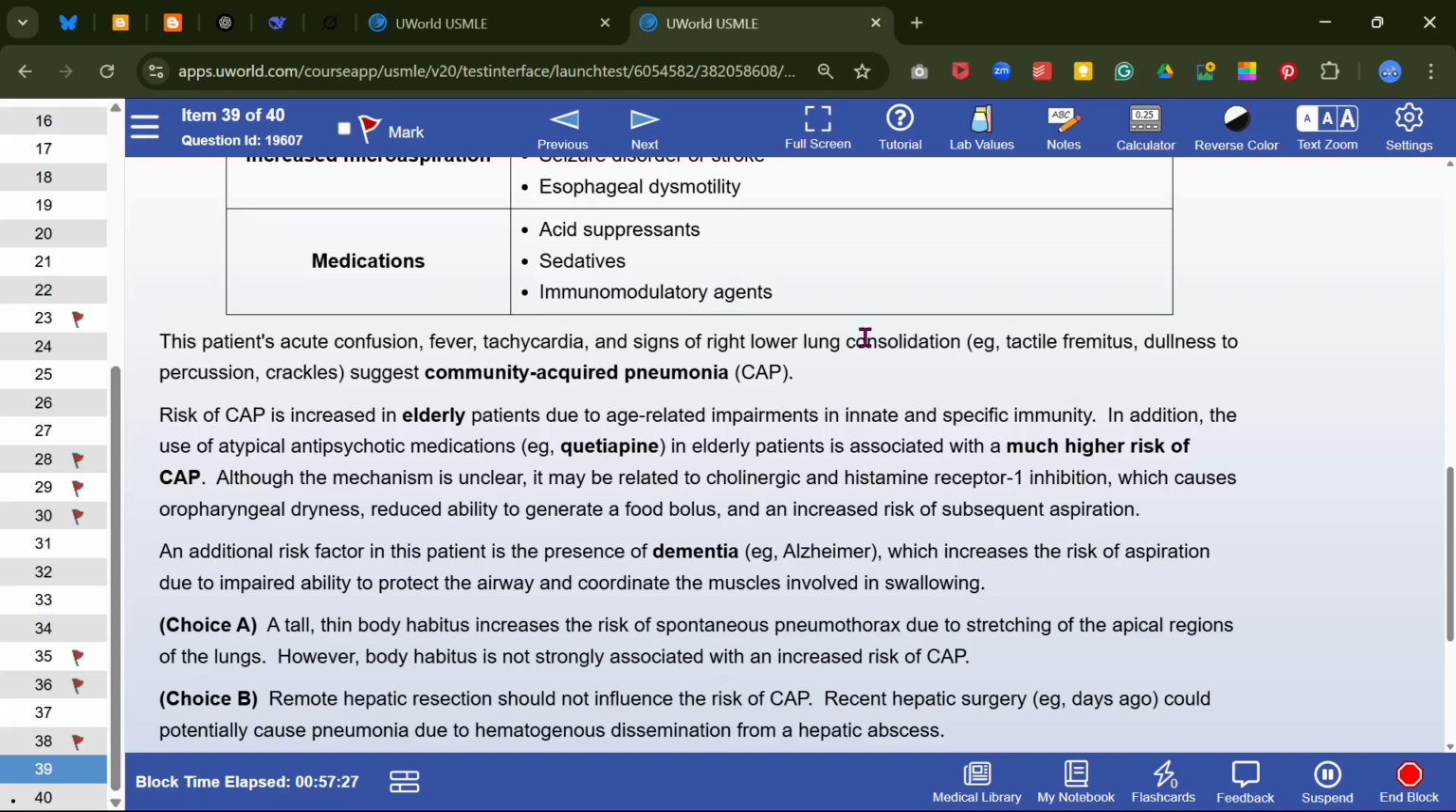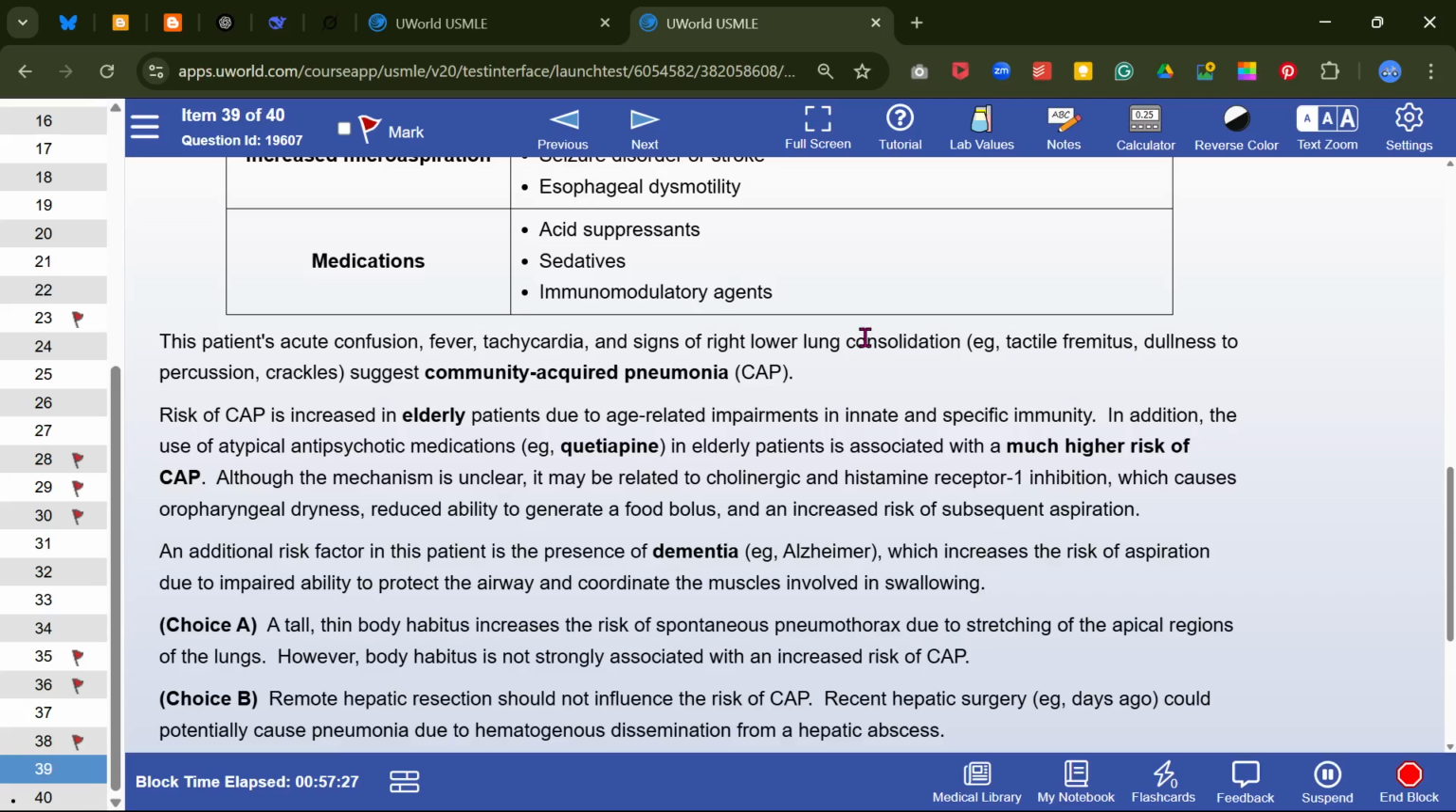In addition, the use of atypical antipsychotics such as quetiapine in elderly patients is associated with a much higher risk of community acquired pneumonia, although the mechanism is unclear. It may be related to cholinergic and histamine receptor inhibition, which causes oropharyngeal dryness, reduced ability to generate a food bolus, and increased risk of subsequent aspiration.